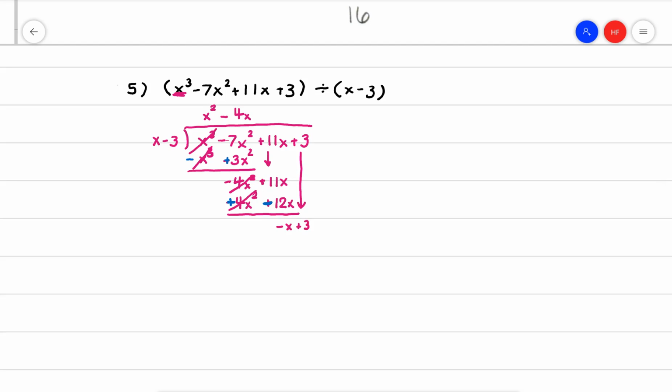Bring down the 3. x into negative x, I would have to multiply by a negative 1. And negative 1 times negative 3 is a positive 3. Change both signs since we are subtracting. Negative x plus x will cancel. 3 minus 3 is 0. So my remainder is 0. So my answer is x squared minus 4x minus 1.